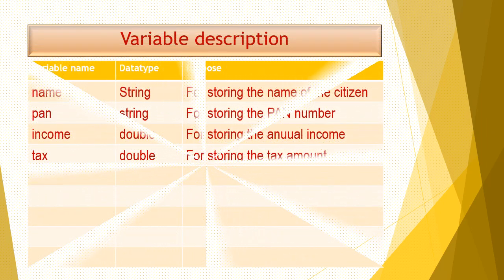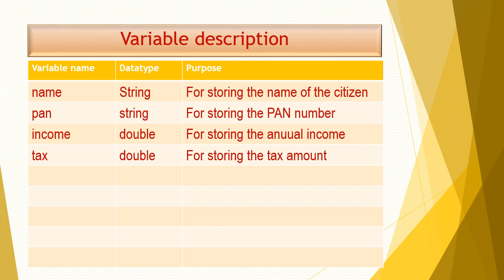Next we go through the variables used in the program. As I had told in the previous class, the variable description is very important for each and every program. Don't forget to write variable description after each program. So first variable is the variable name. The variable name is string data type used for storing the name of the citizen.